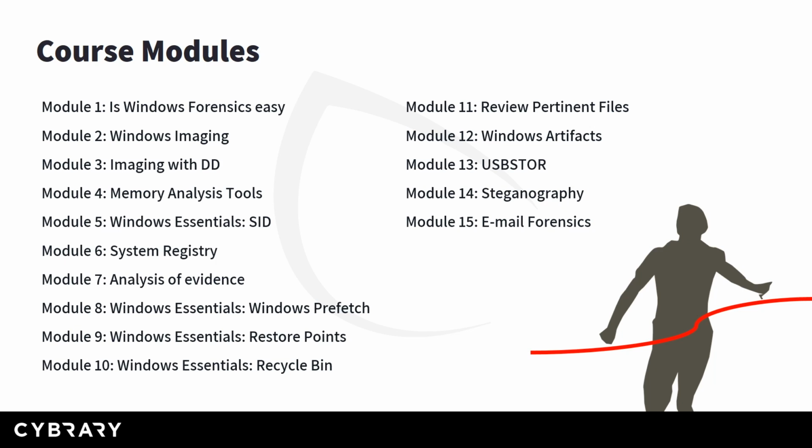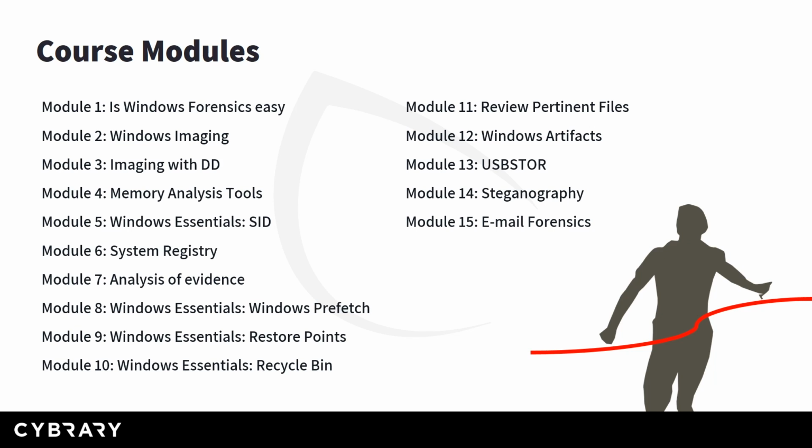In Module 10, we learned all the discoveries that we can make by analyzing the recycle bin, which is another of the Windows Essentials. We discussed how important it is, as well as where we can find it, and also how it changes from one version to another. In Module 11, we analyzed some pertinent files, such as some Microsoft Office files, pictures, and browser information. There were some step-by-step guides to help you gather some important information as evidence which can be vital in a forensic examination.